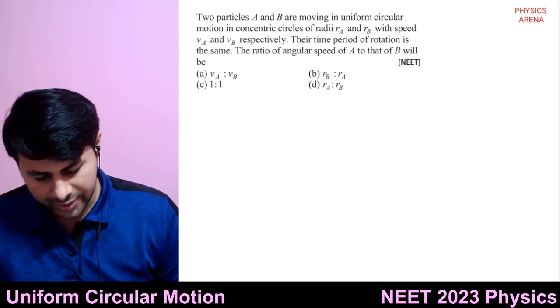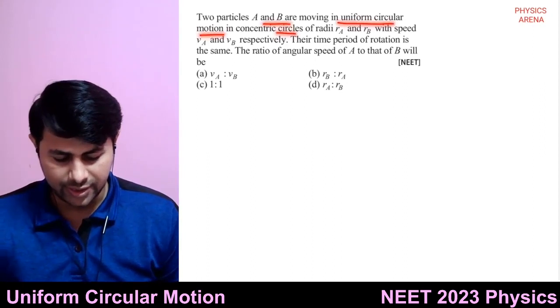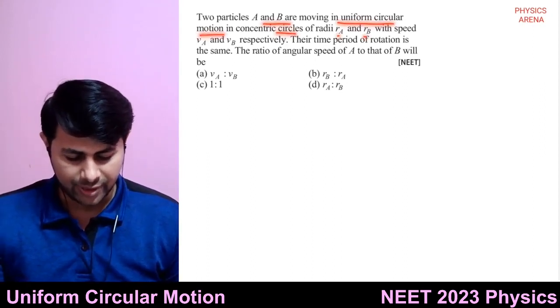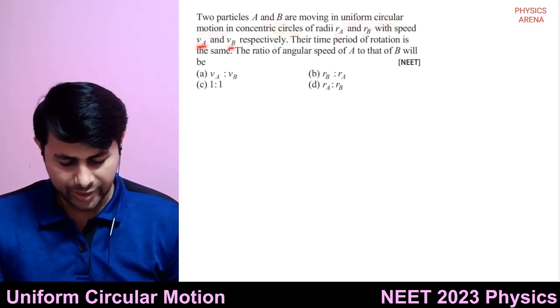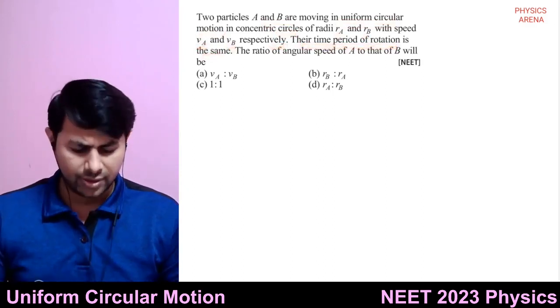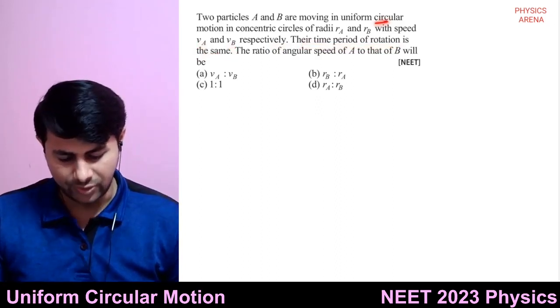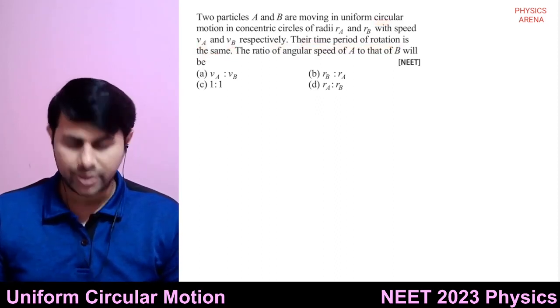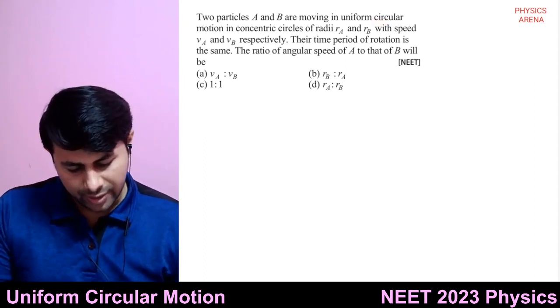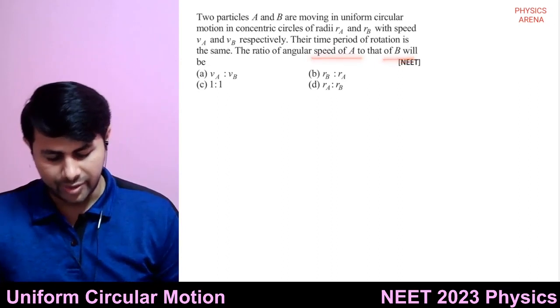Two particles A and B are moving in uniform circular motion in concentric circles of radii RA and RB with speed VA and VB respectively. The time period of revolution of both these particles is the same. Then the ratio of angular speed of A to that of B will be?